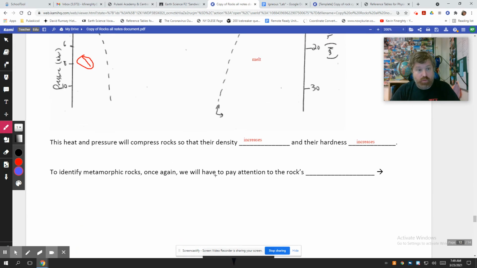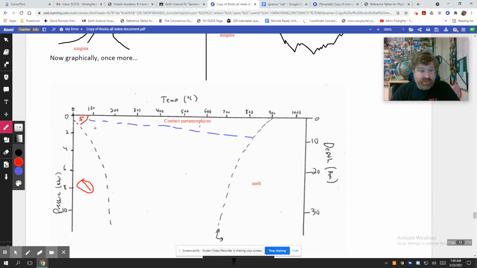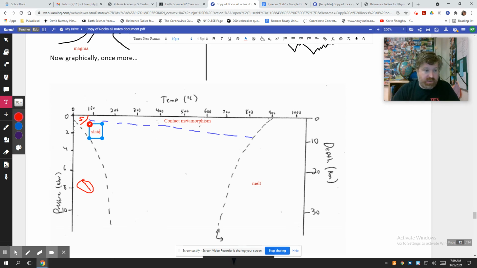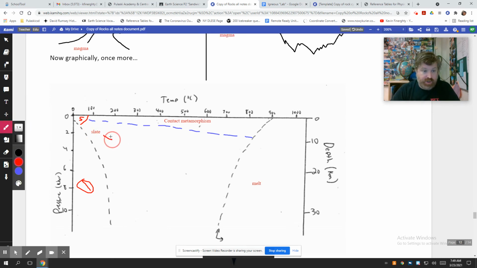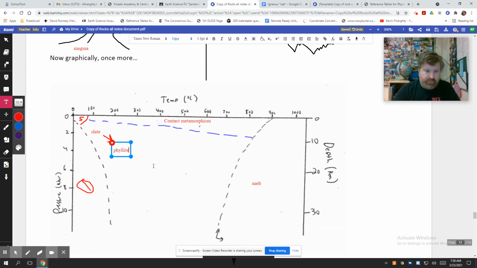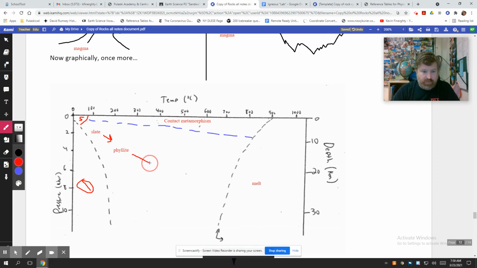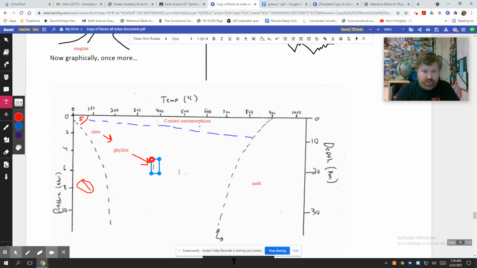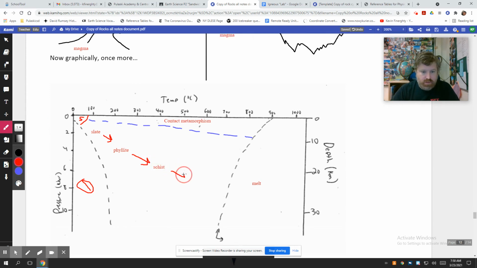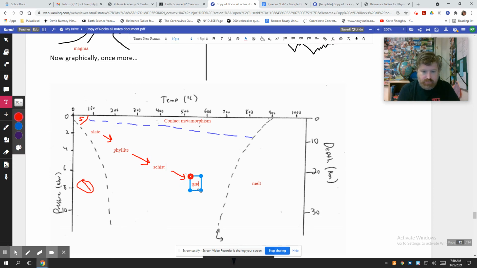So what we can really do up here is to say that slate forms, and then the heat and pressure increases, and phyllite forms, and then the heat and pressure increases. Schist forms, and finally gneiss. So you get to experience that.